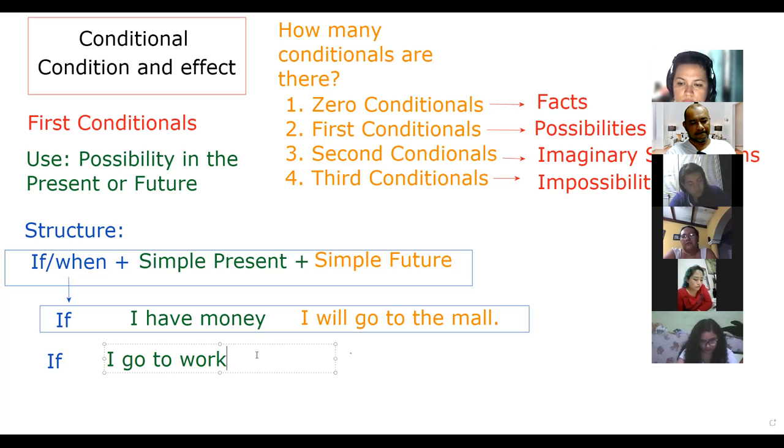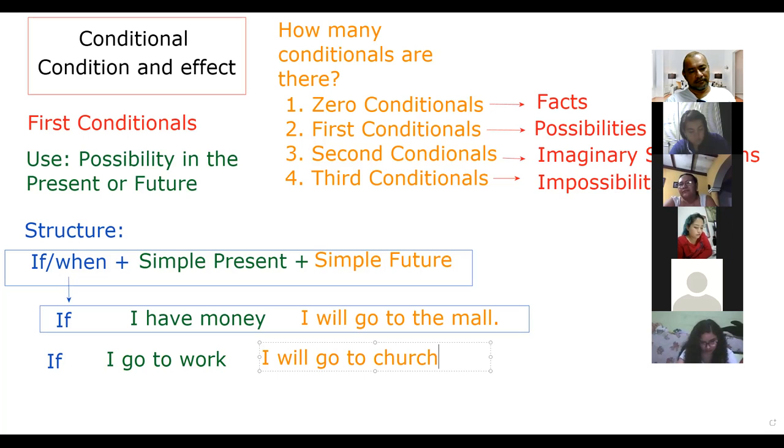ahora una oración en simple future. Okay. If I will. I will go to the church. I will go to church, okay? Okay. So, si voy a trabajar, voy a ir a la iglesia. Voy a la iglesia. Right? Iré a la iglesia, okay? Very good. All right, very good. See, you can do it, okay? All right, who'd like to give me another example, guys?